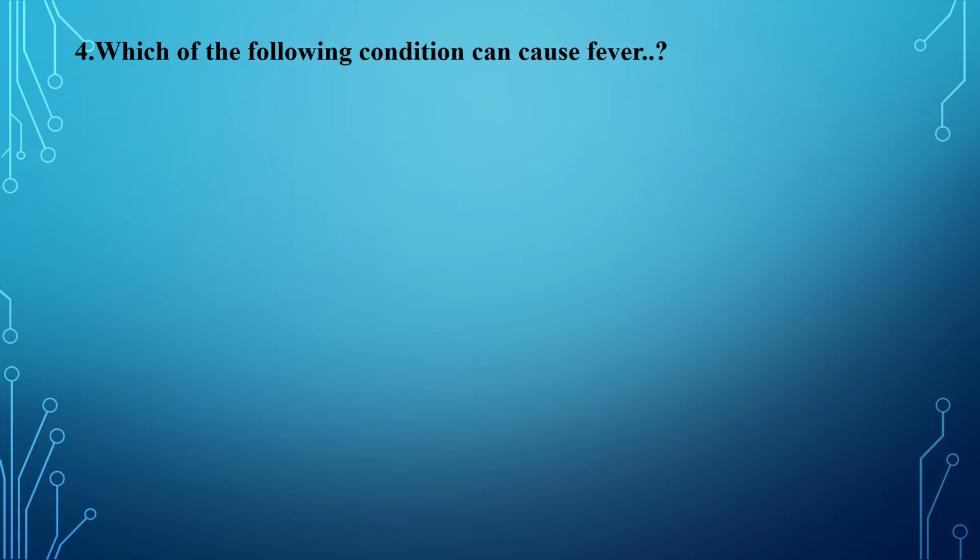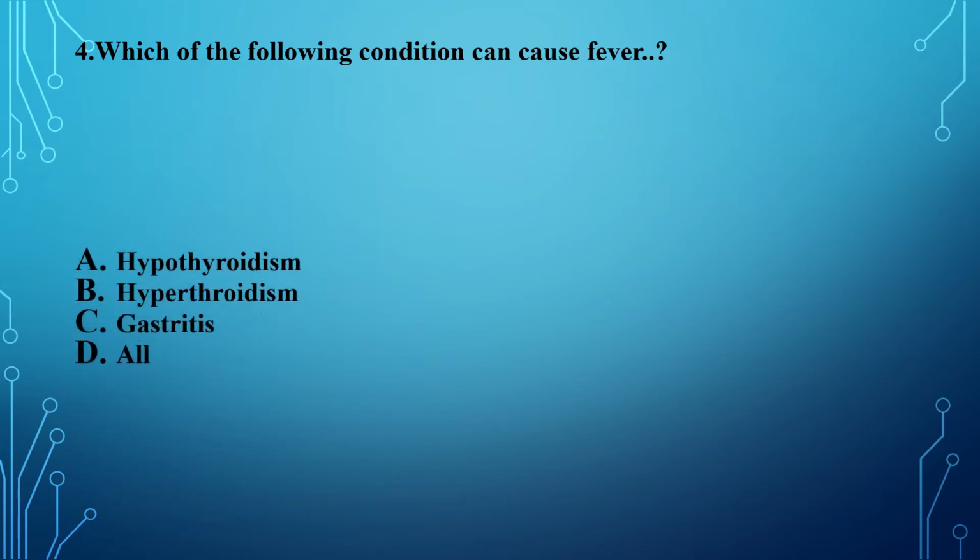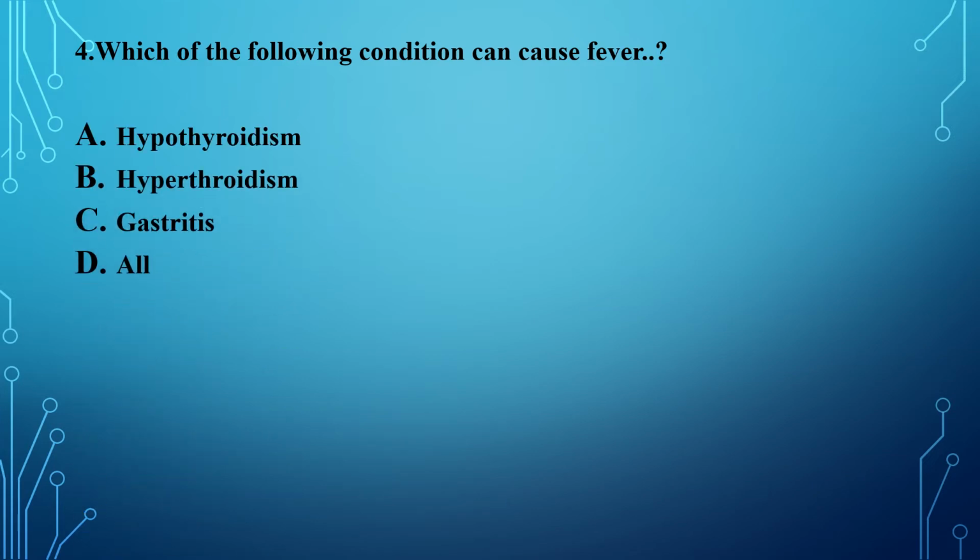Then the fourth question: which of the following conditions can cause fever? The options are hypothyroidism, hyperthyroidism, gastritis and all of the above. So the answer is hyperthyroidism. Hyper means increased, thyroidism means thyroid hormones are increased. This can lead to increased metabolism and thereby an increase in body temperature. That is the reason fever is one of the main characteristic features of hyperthyroidism.